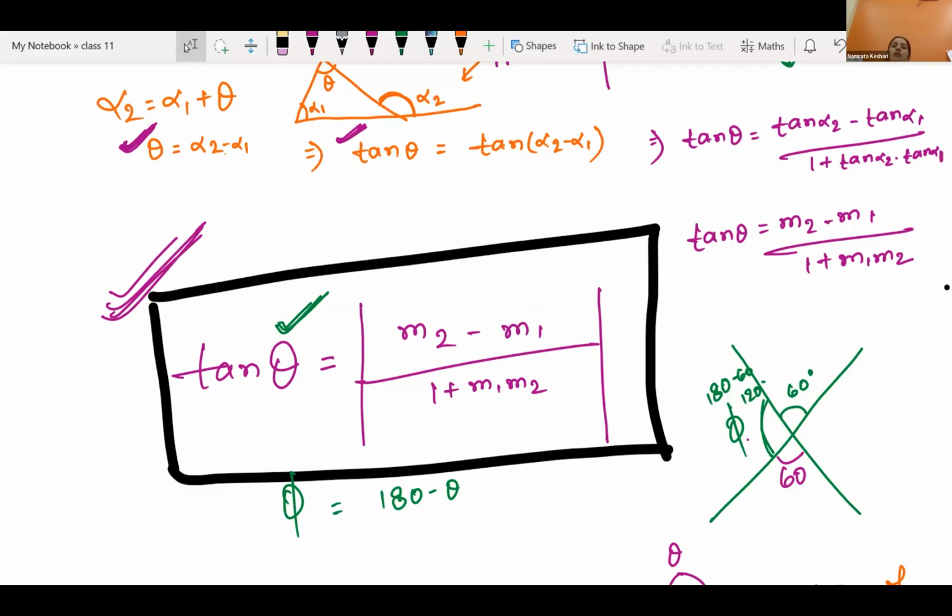The understanding is required that when we are talking about angle between two lines, the angle can be just like two intersecting lines, as you were learning in class 9. Vertically opposite angles: one pair, and another pair also vertically opposite. So two types of angle can exist. If one angle is acute, another will be obtuse, which can be found by doing 180 minus theta. We will do that when it is asked in the question.